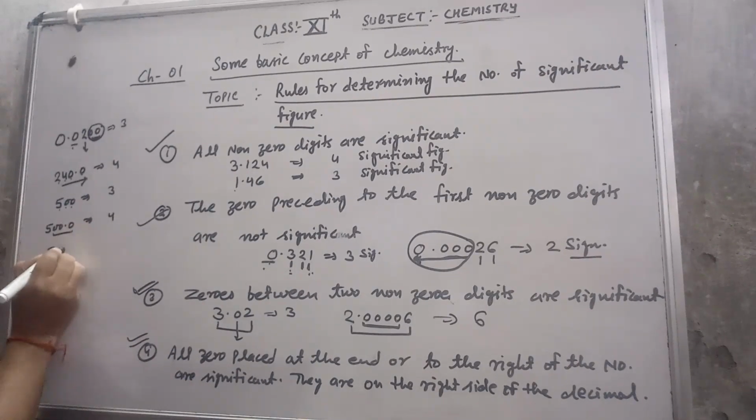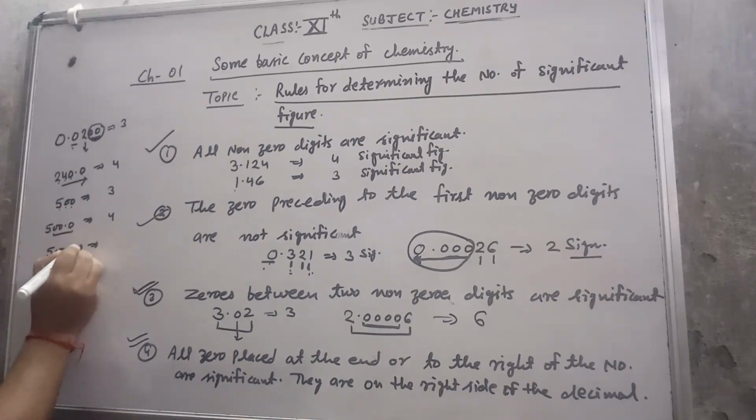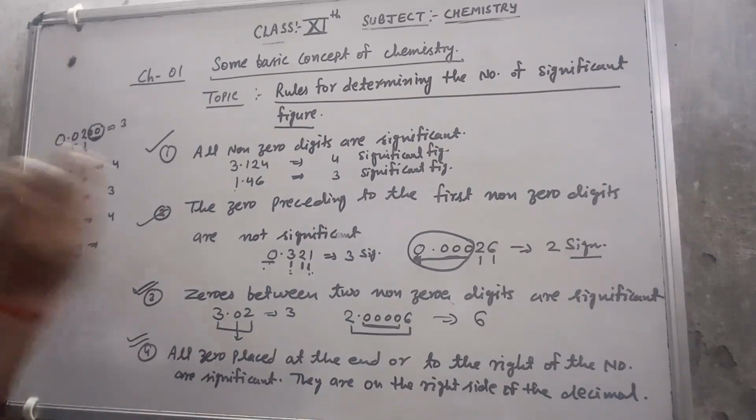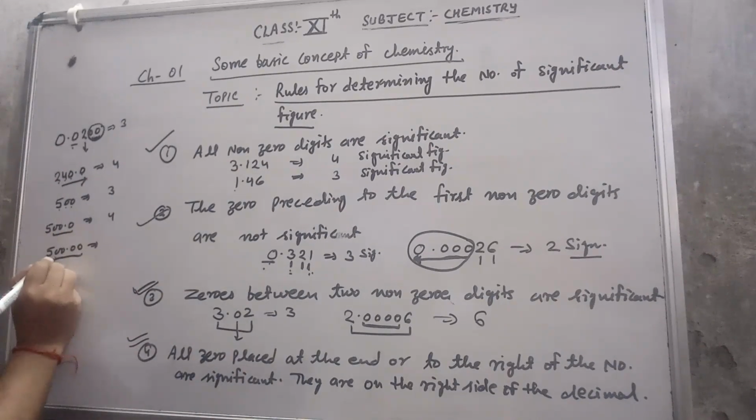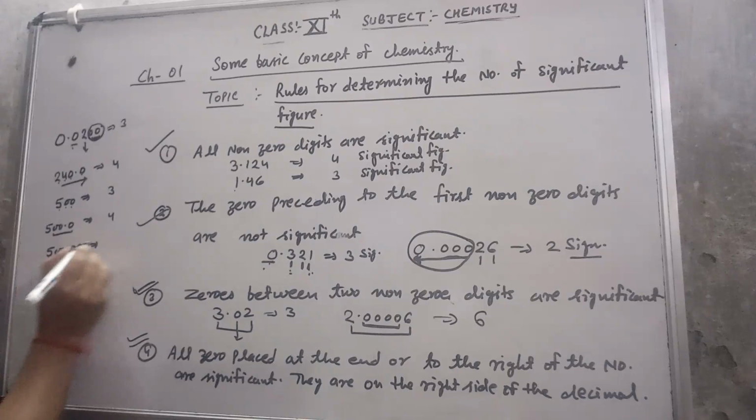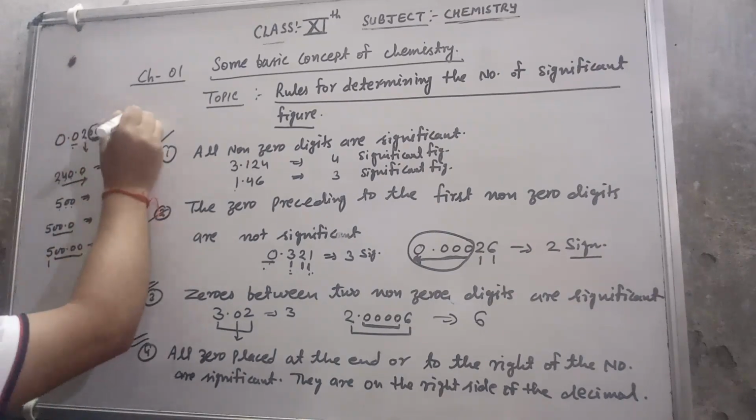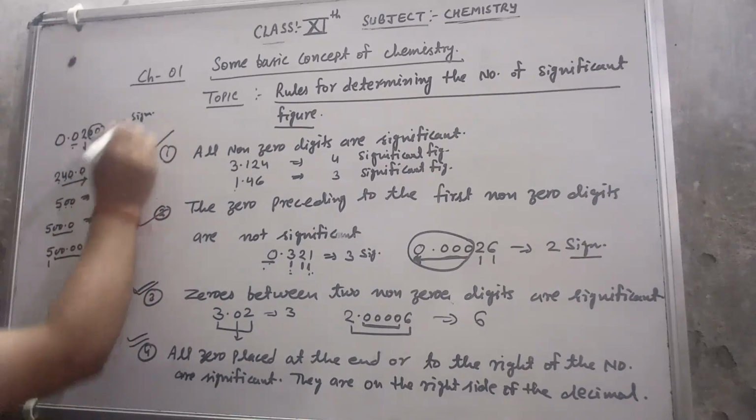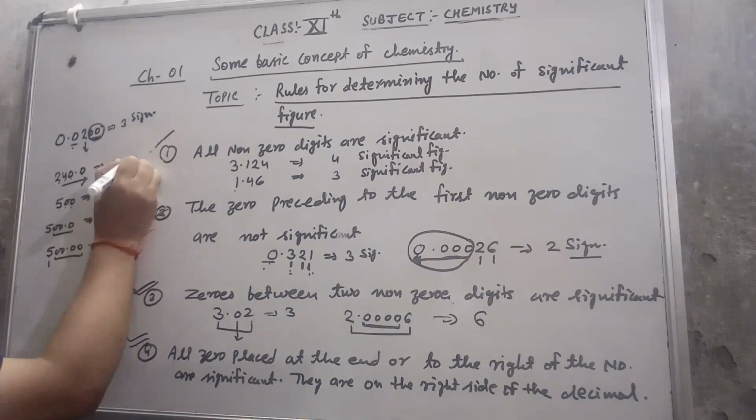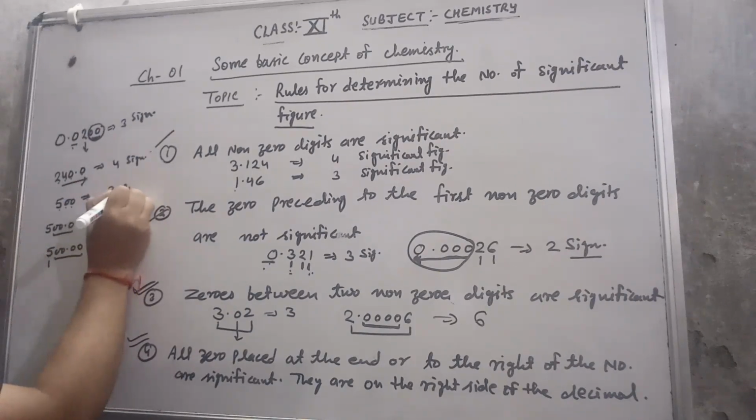Suppose I am writing 500.00. Then again all these four zeros are on the right hand side of the non-zero digits, so these zeros are also counted as significant figures. So how many significant figures are available here? 1, 2, 3, 4, 5. So this is the way to find the number of significant figures in the given number.